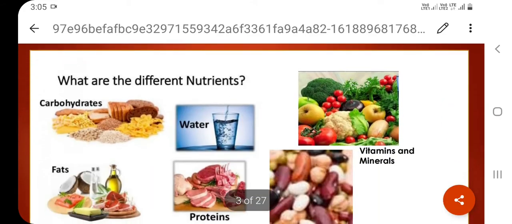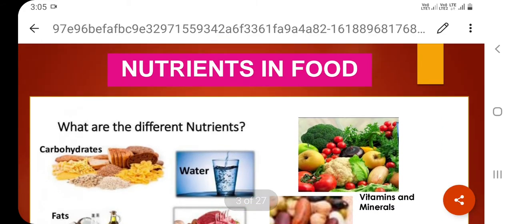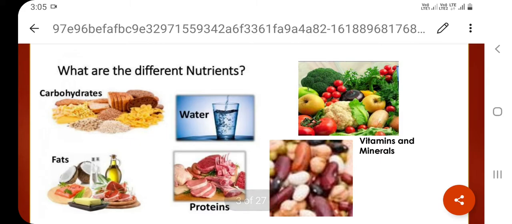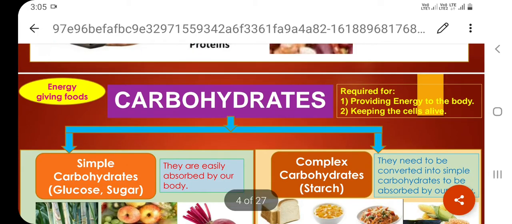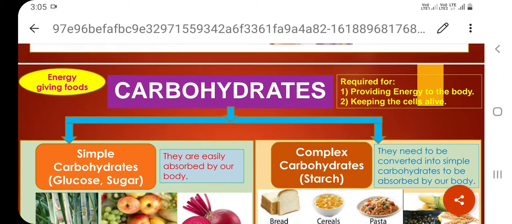So let's begin. Nutrients in food. We have different types of nutrients: carbohydrates, vitamins and minerals, roughage (water comes in the group of roughage), fats, and proteins. Energy giving foods are carbohydrates, required for providing energy to the body. It provides energy to the body, keeping the cells alive.